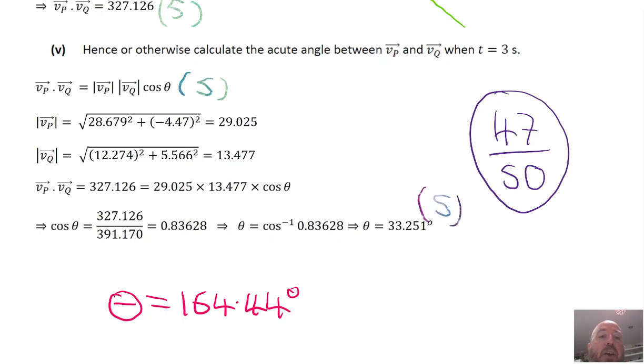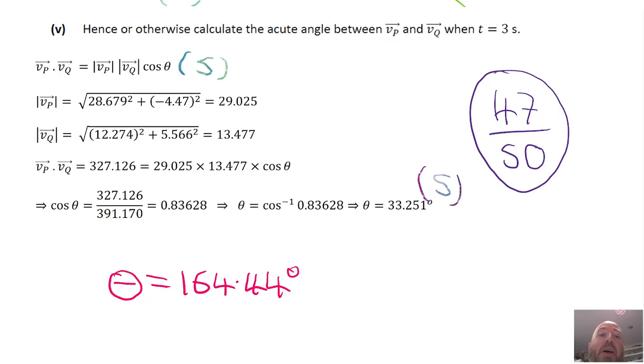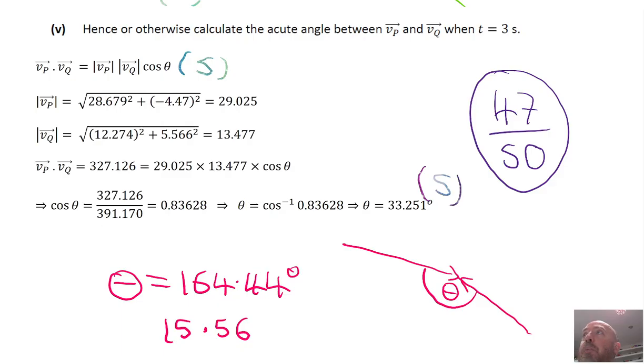and then the acute version of that is that minus 180, which is 15.56, because if you remember from my diagram, I had this and this, and I had theta as being that angle there, which does look like the 164. So if you want to find the acute version of that, it's here. This is your 15.56. So if you use the correct numbers and put stuff in, you should get 164.44, and then that gives you 15.56 degrees.